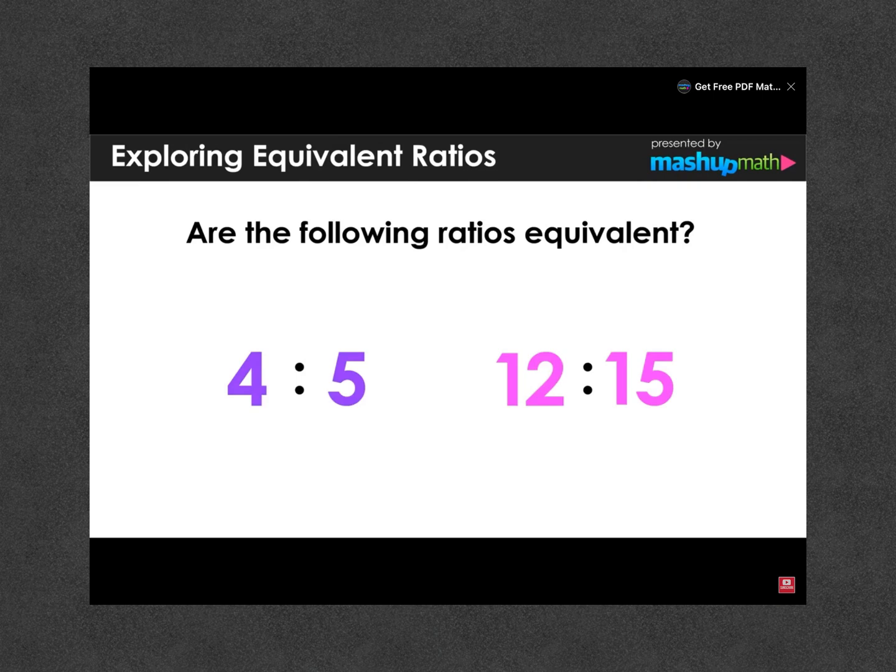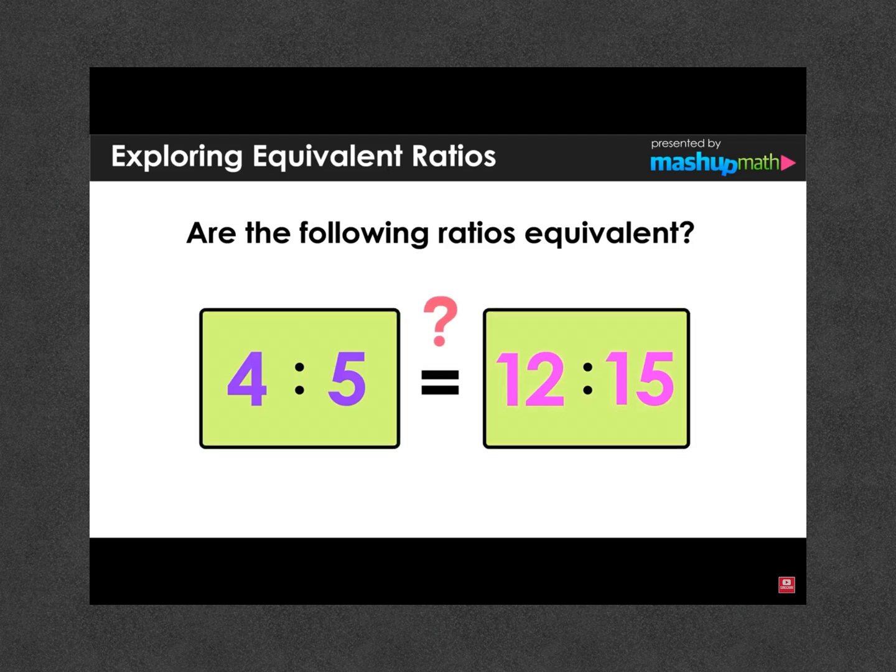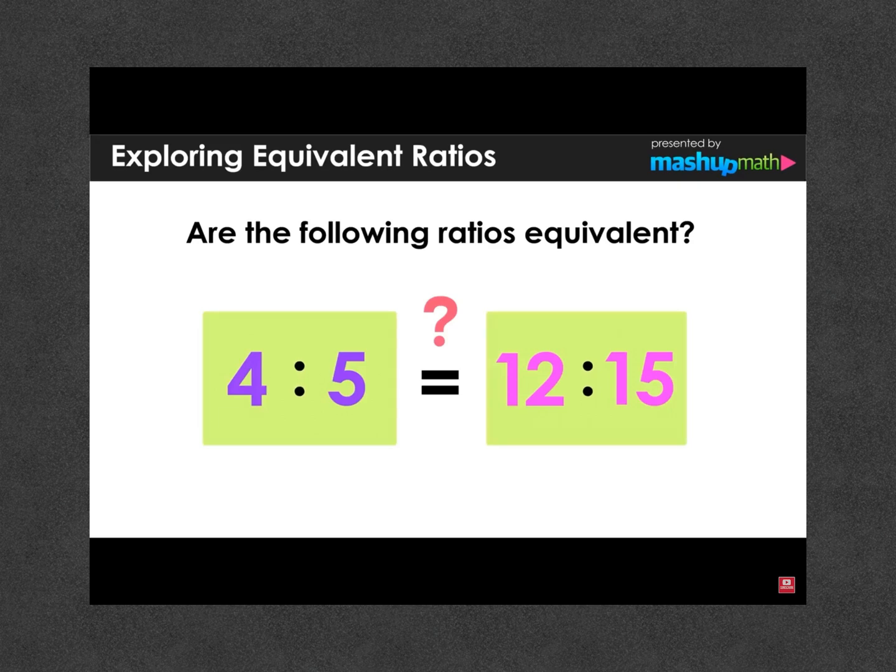So now let's get some practice in determining whether or not 2 ratios are equivalent. In this case, we have the ratio of 4 to 5 and the ratio of 12 to 15, and we want to see if they are equivalent ratios. Now, a ratio can be written in fraction form with a numerator and a denominator. So we're going to go ahead and start by transforming these 2 ratios into fractions.